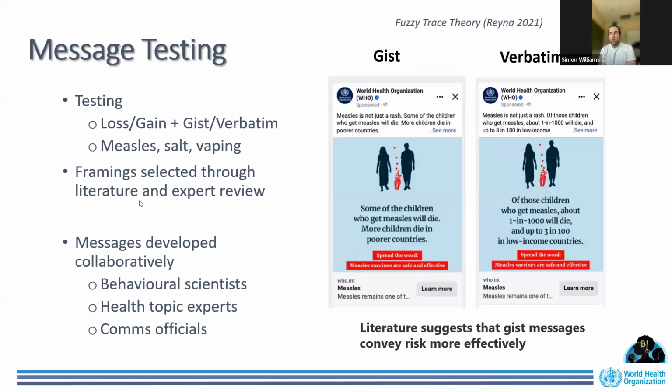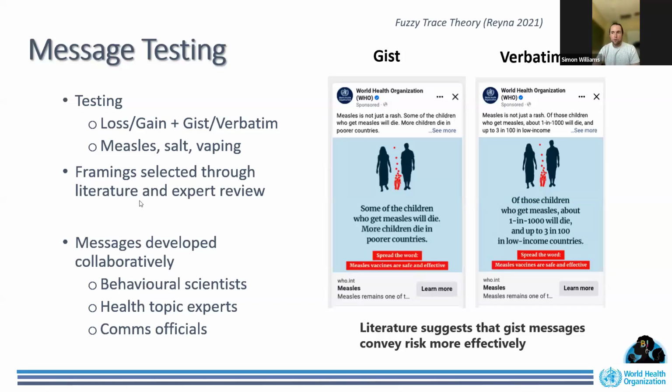Similarly, we know from research that gist messaging, that is messaging which conveys the essential bottom line meaning, tends to be more effective at communicating risk than verbatim messages which tend to focus on specific details and facts. Here's an example from our measles campaign where we tested both gist and verbatim versions of a campaign designed to communicate the risks of measles and the benefits of measles vaccination.